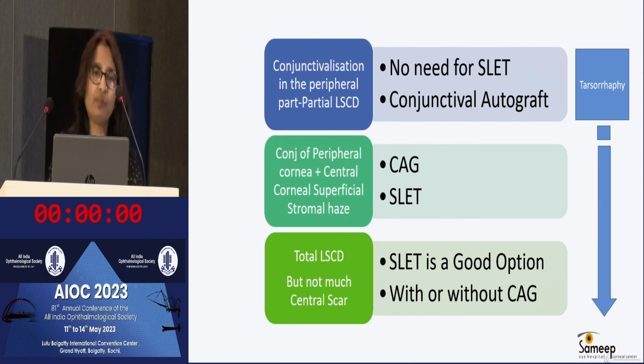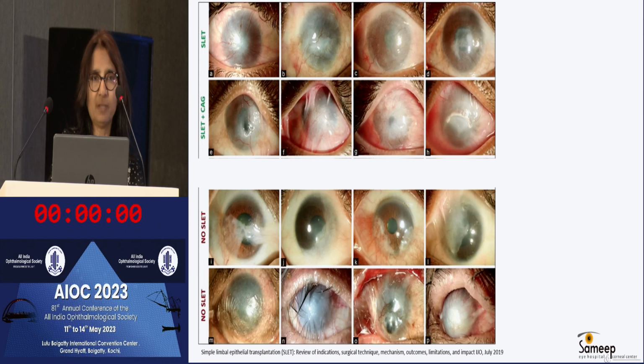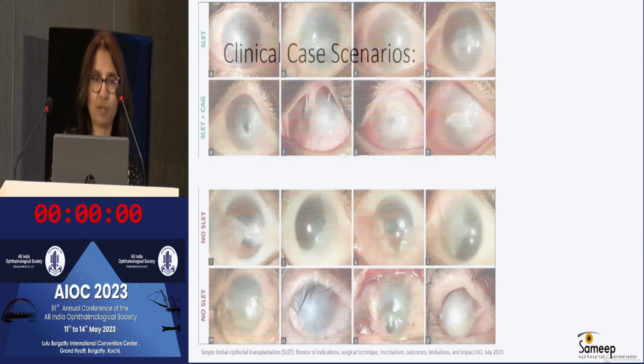So to simplify that, whenever there is conjunctivalization in the peripheral part with partial LSCD, there is no need of SLET, or one can go ahead with conjunctival autograft. If there is conjunctivalization of the peripheral cornea plus central corneal superficial stromal haze, one can decide for CAG, conjunctival autograft, and SLET. And if there is a total LSCD but not much of a central corneal scar, SLET would be a good option. So this is a very pictorial picture showing where we should use SLET and CAG and where we should not do SLET at all.